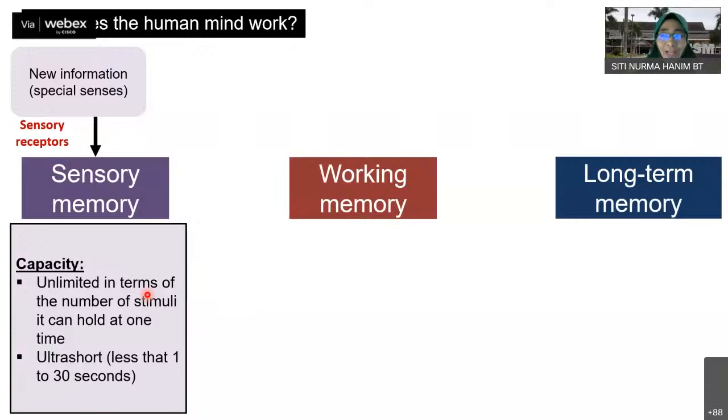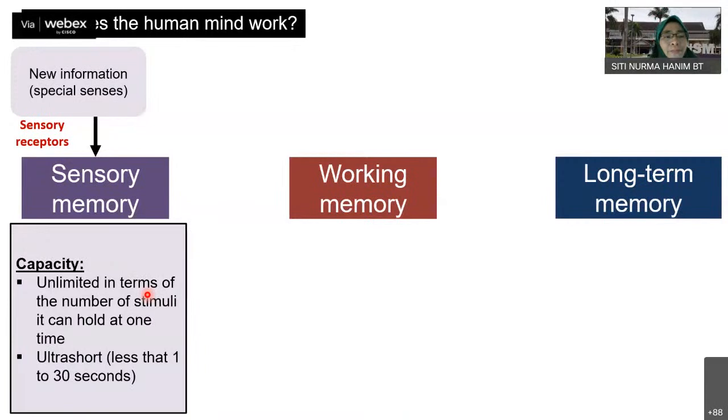At this point, you are listening to my presentation, but you can also be reading a message on WhatsApp, or you can read newspapers or anything. So at one point you can receive so many pieces of information at one time, either related or unrelated to your main focus. But all of it will go to your sensory memory.